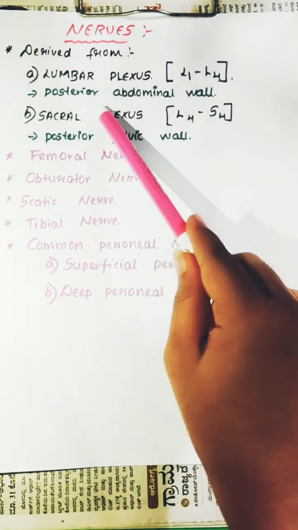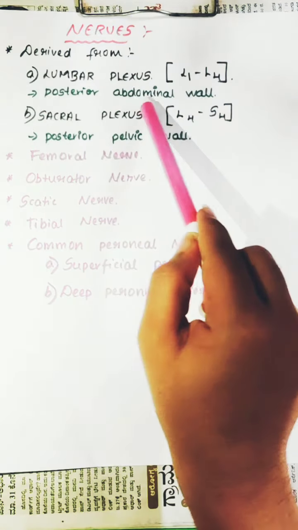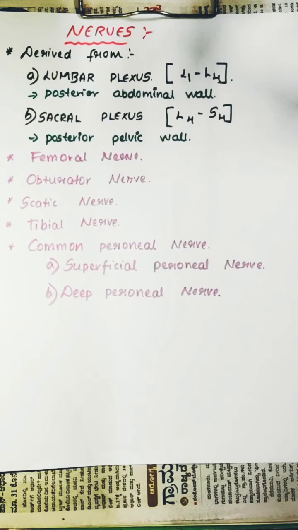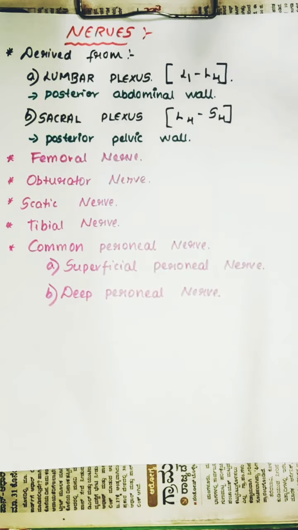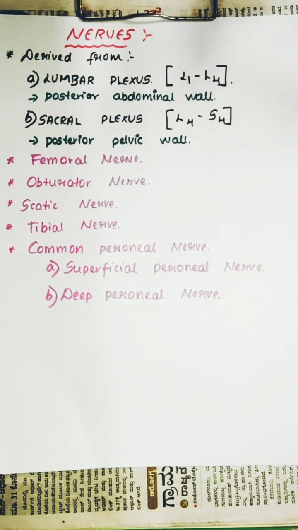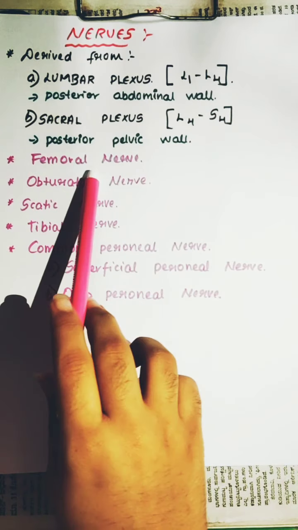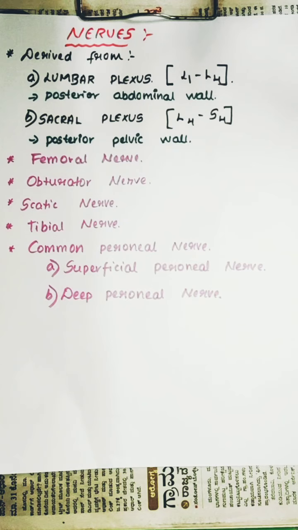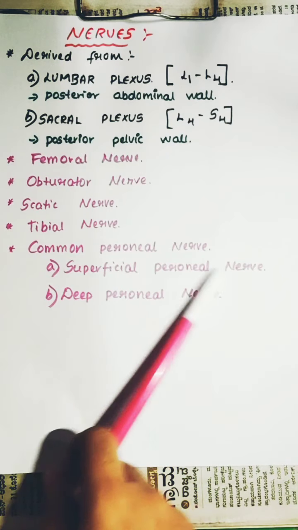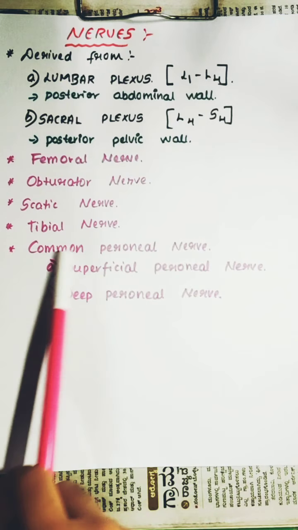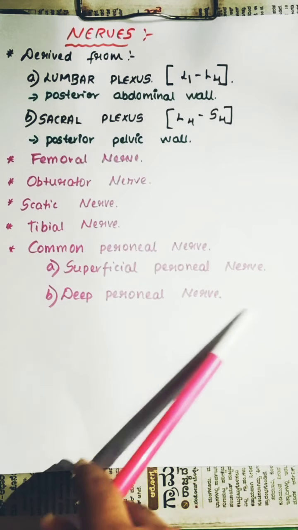It is derived from the lumbar plexus, L1 to L4, present in the posterior abdominal wall, and also from the sacral plexus, L4 to S4, in the posterior pelvic wall. There is the femoral nerve, obturator nerve, sciatic nerve, tibial nerve, and the common peroneal nerve. The common peroneal nerve is divided into the superficial peroneal nerve as well as the deep peroneal nerve.